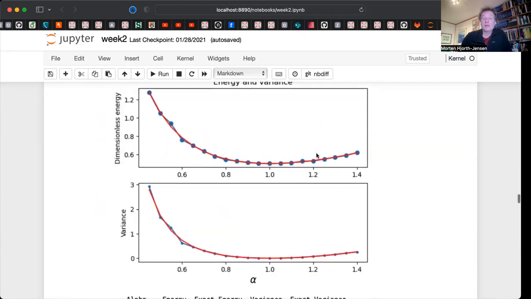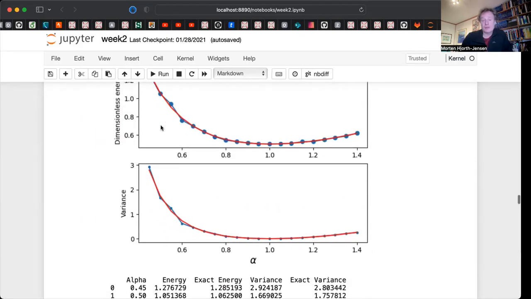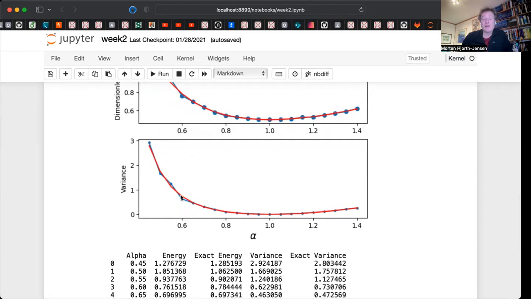And what we saw then is that we have a pretty good reproduction. So the blue dots here are the Monte Carlo simulations. The red line is the exact result. And we can actually get a smaller error here if we increase the number of Monte Carlo cycles, because when we are away from the equilibrium or the most likely value for the variational parameter, then we will have larger fluctuations. And you can see the same with the variance here.